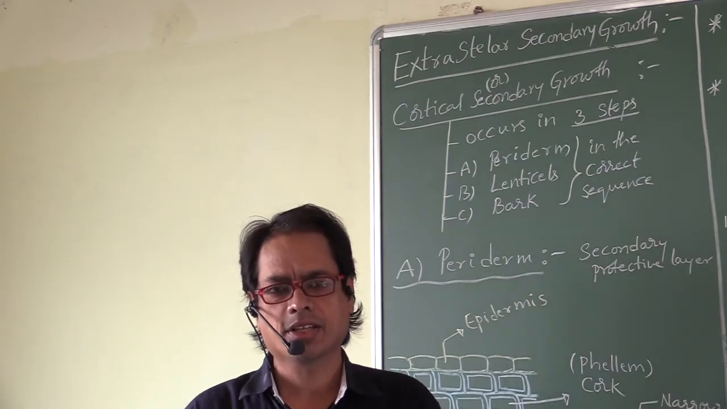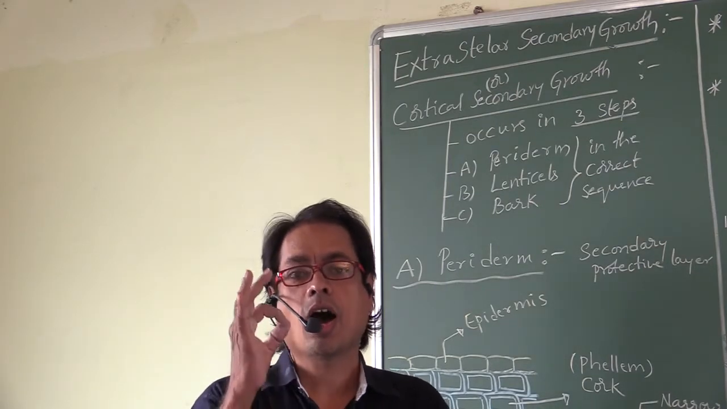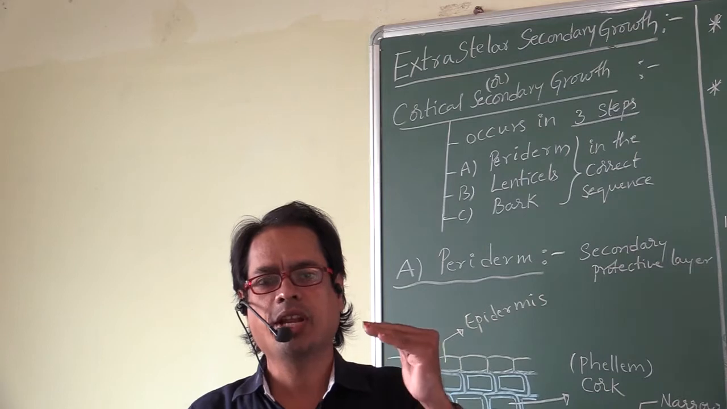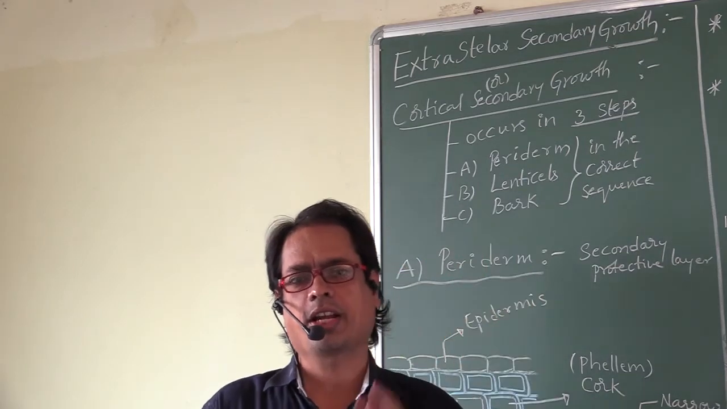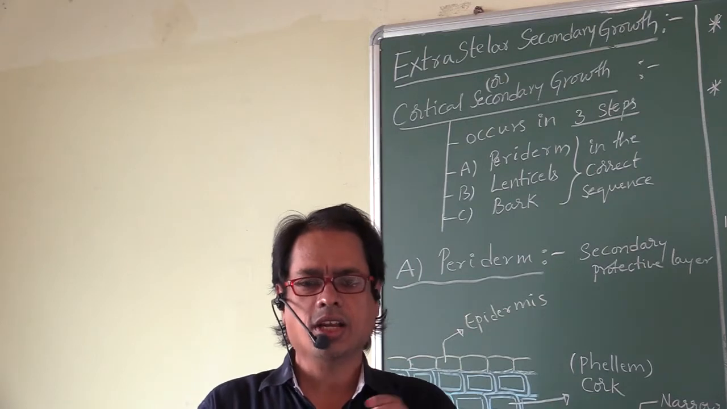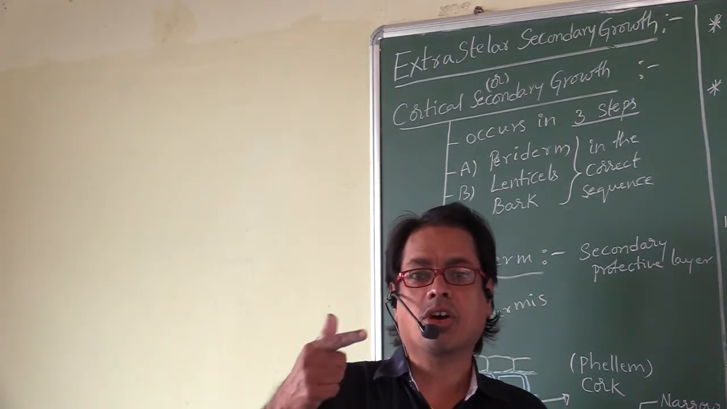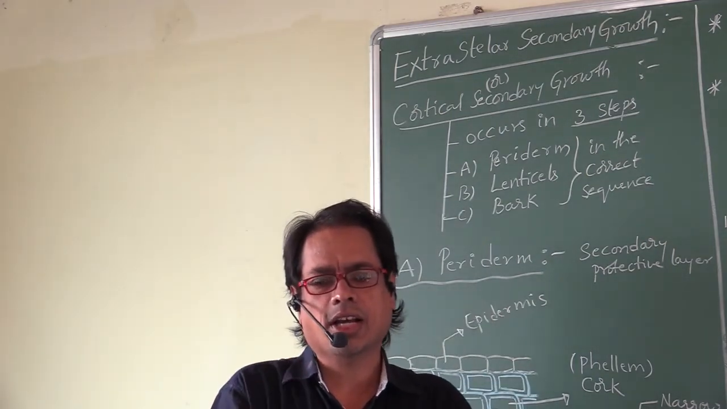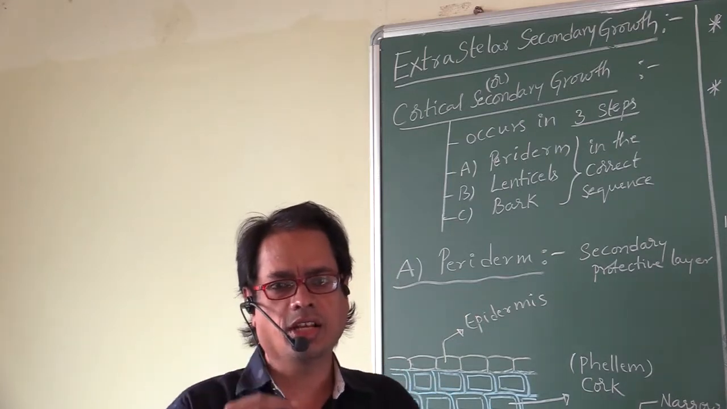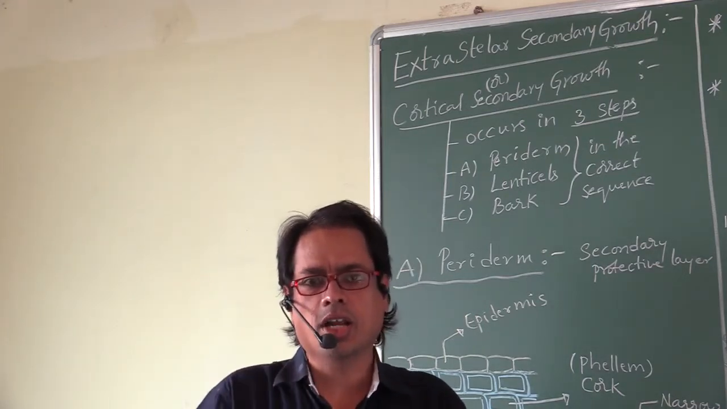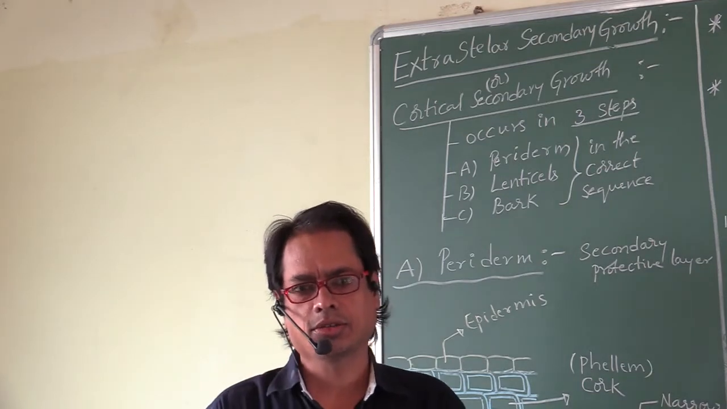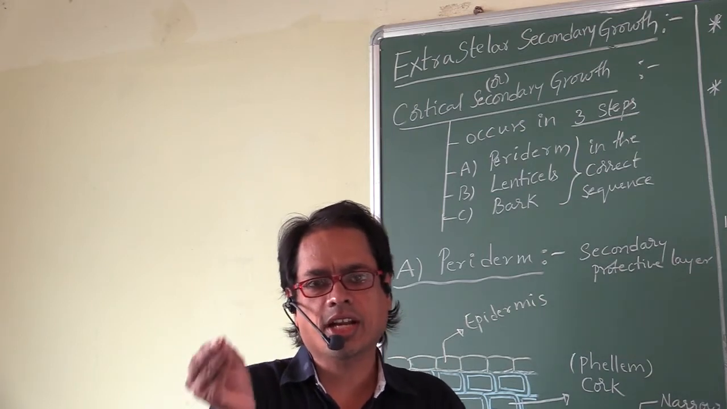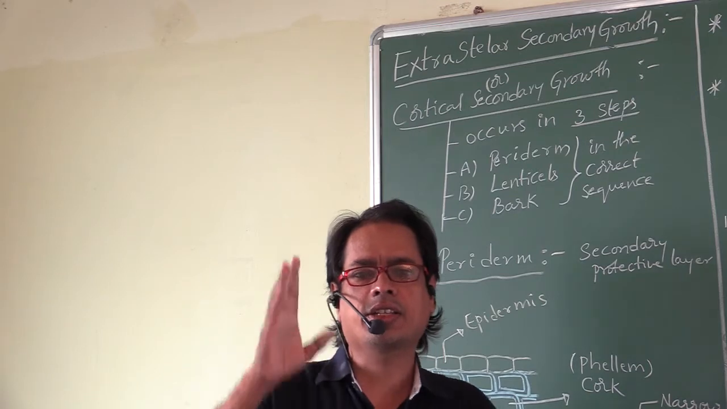In the previous class, we discussed heartwood and sapwood. That is, heartwood and sapwood mean completion of intrastelar secondary growth. Now, in this class, we will discuss extrastelar secondary growth. Extrastelar means the secondary growth that occurs outside the stele. Outside the stele means which part? Cortex. That's why extrastelar secondary growth is also called cortical secondary growth.